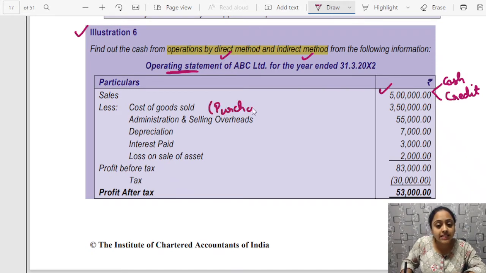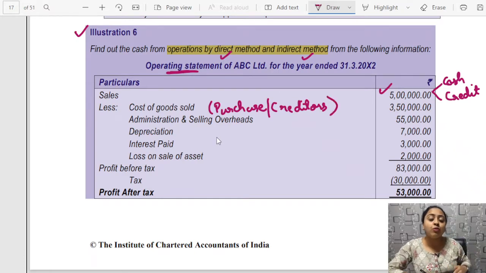Okay, purchases, or you can say creditors. You will adjust this amount, looking at what the creditor position was before and now, what you have purchased additionally and what is still remaining, and that's how you will get to the real outflow from your entity's pocket.